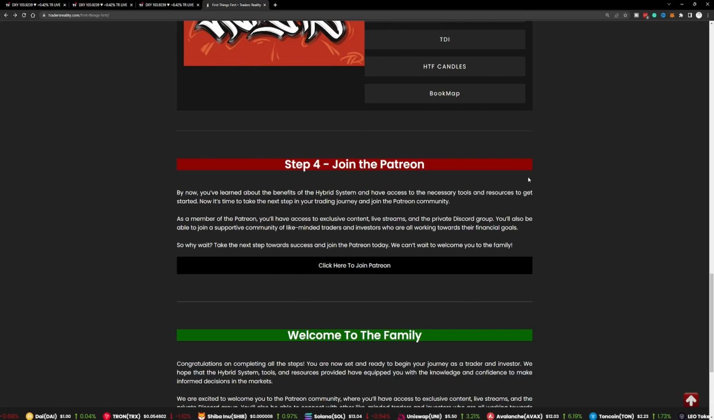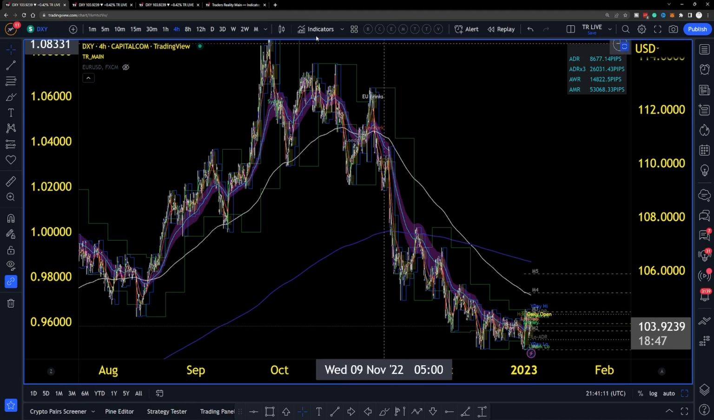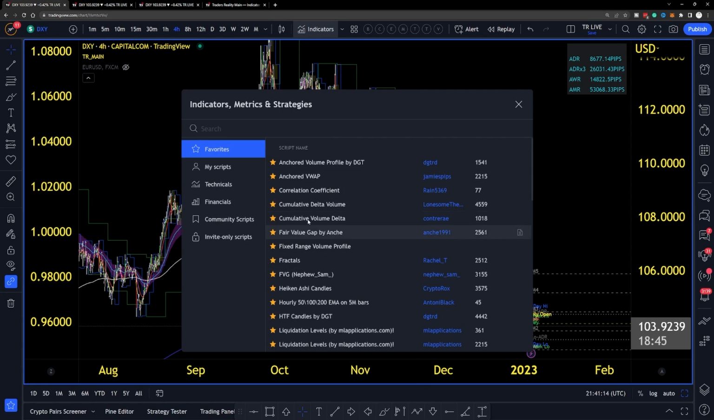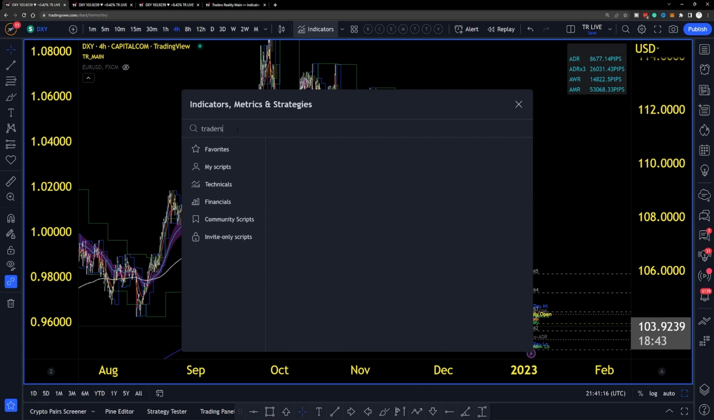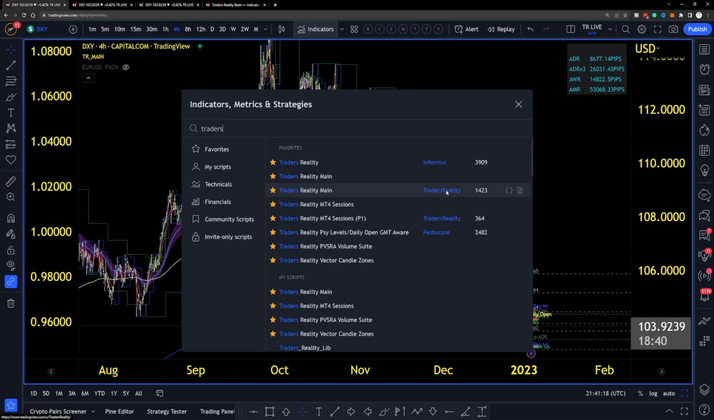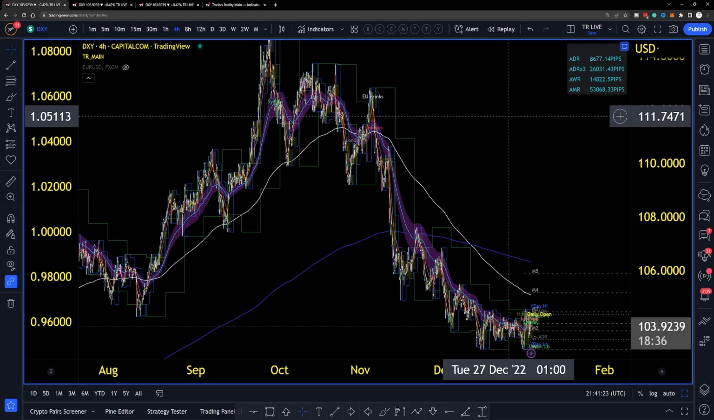So once we've done that, we go over to TradingView and we go to indicators, and it should appear here. All you need to do is search for traders and make sure that it's Traders Reality Main. Once you've clicked that, it will add it to the chart for you.